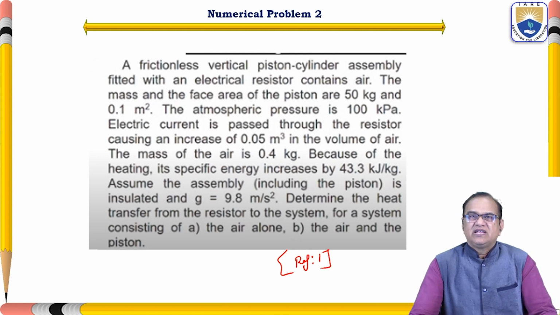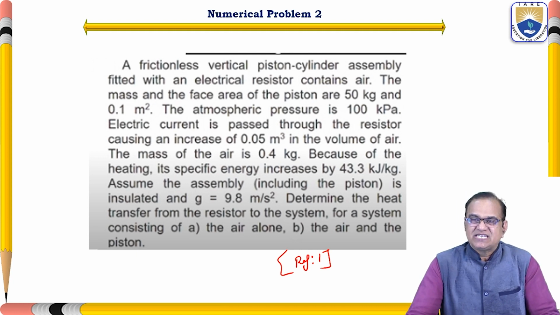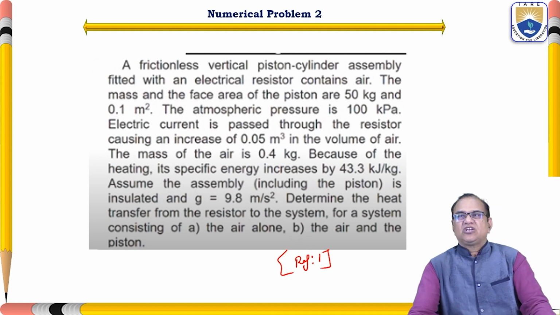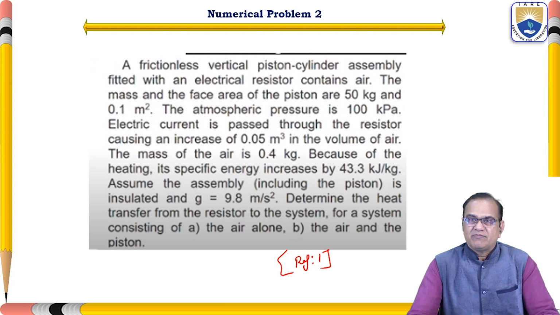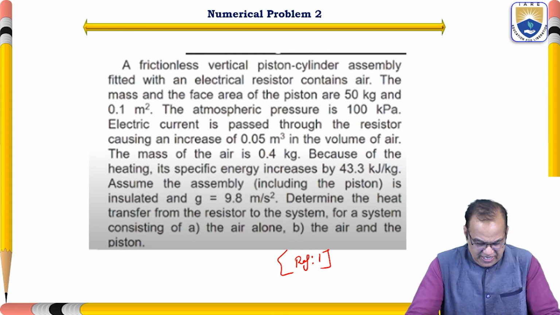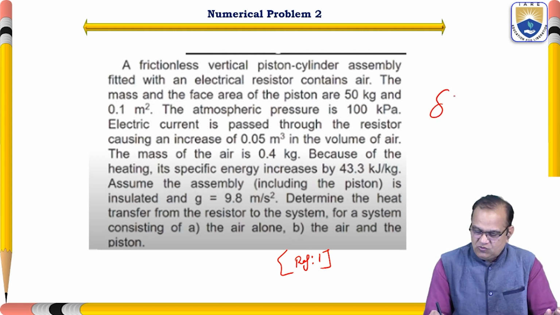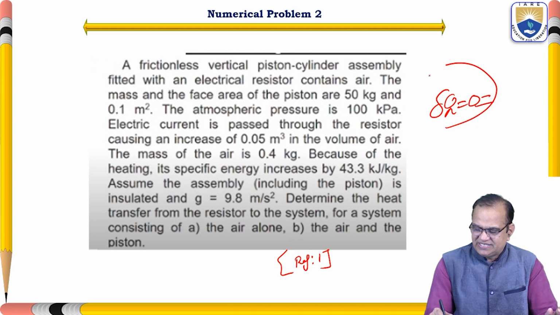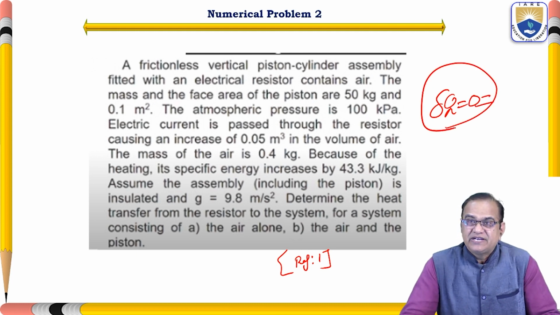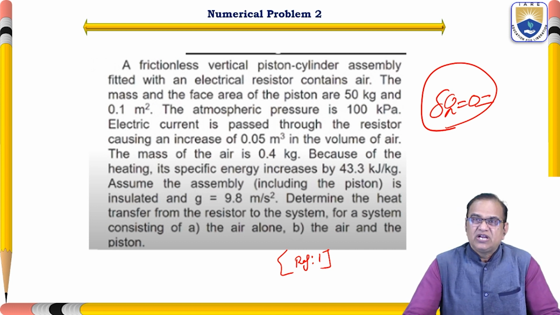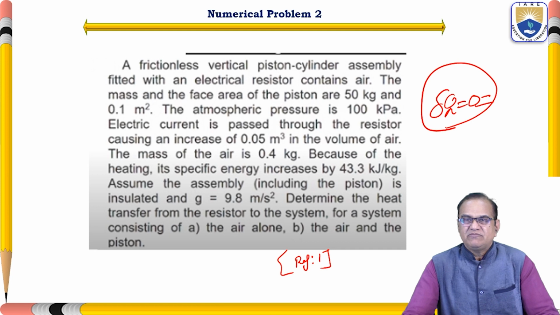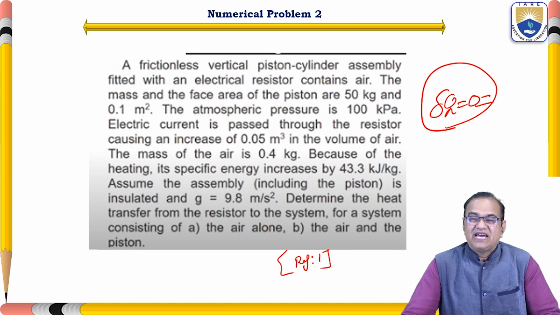Because of the heating, its specific energy increases by 43.3, so delta U is 43.3 kilojoule per kg. Assume the assembly including the piston is insulated, meaning there is no heat flow, that is del Q is equal to 0. This is the condition which is given. Determine the heat transfer from the resistor to the system for a system consisting of A, the air alone, and B, the air and the piston.